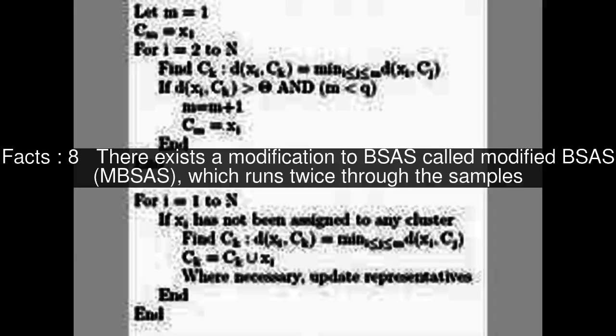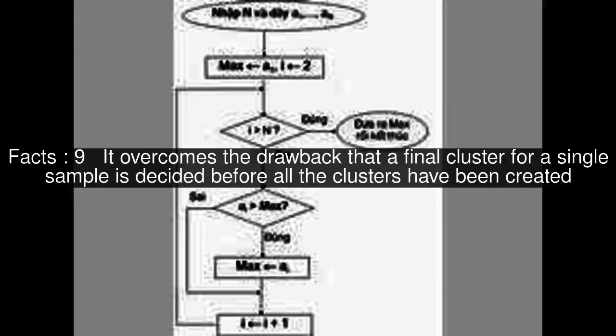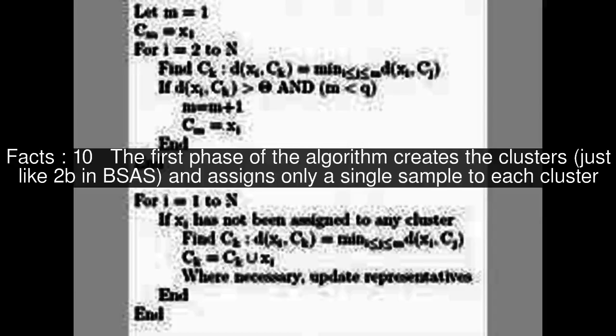There exists a modification to BSAS called modified BSAS, MBSAS, which runs twice through the samples. It overcomes the drawback that a final cluster for a single sample is decided before all the clusters have been created. The first phase of the algorithm creates the clusters, just like step 2B in BSAS, and assigns only a single sample to each cluster. Then the second phase runs through the remaining samples and classifies them to the created clusters, step 2C in BSAS.